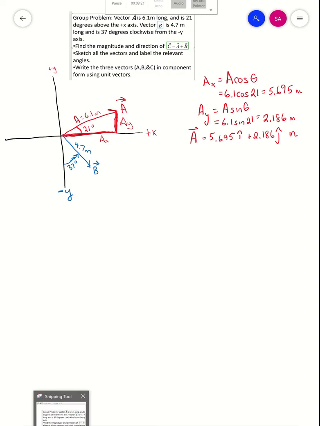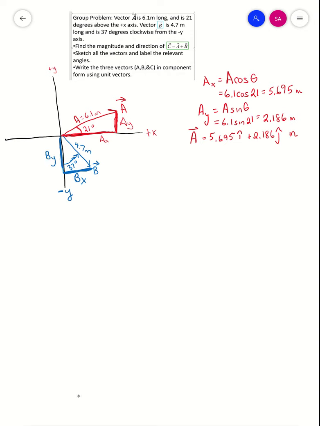And I'll put meters so I know the units. All right, let's do the same thing for vector B. Let me go to blue writing. So for B, the x component now is the horizontal side. So that's BX. The vertical side is BY. And so if we look at this, we can see BY is going down in the minus y direction. So I need to make BY negative. BX is still going in the plus x direction, so I'm going to make it positive.